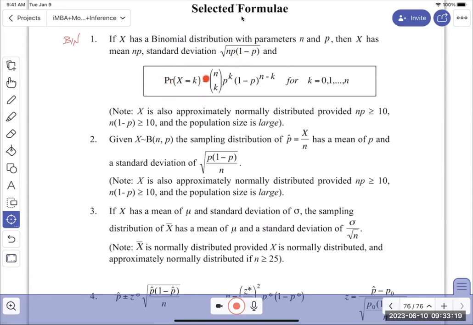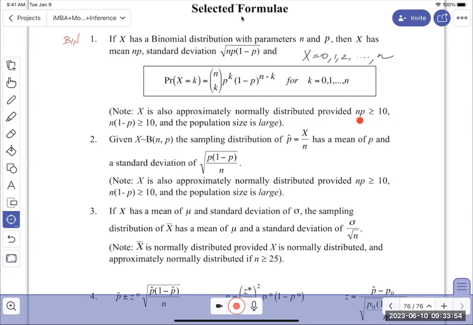And then the probability for X, or the number of successes, is precisely a value where X can take on 0, 1, 2, all the way to n number of successes. To solve for any one of these, you use the binomial formula. And then I make a point that X is also approximately normally distributed, provided this is true.